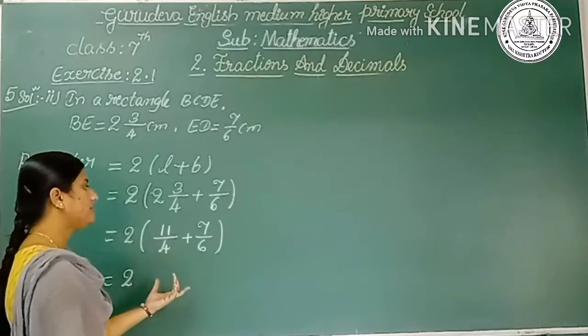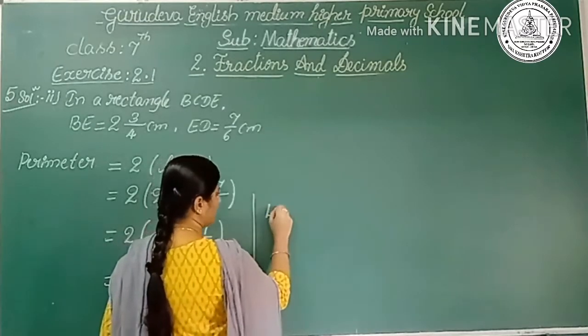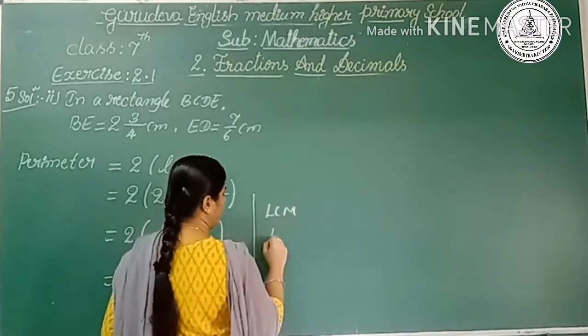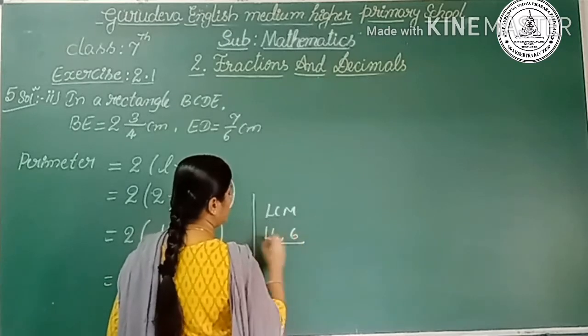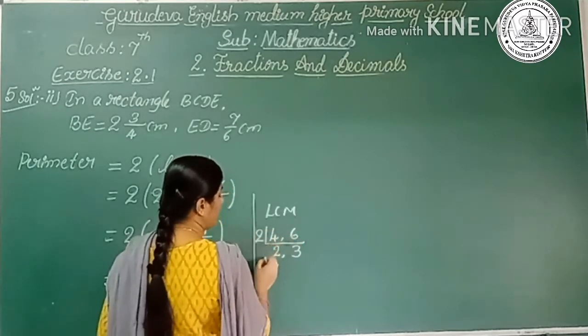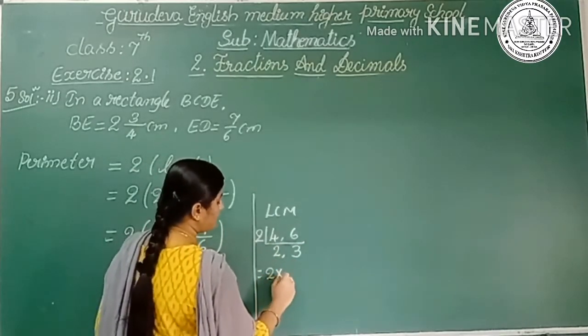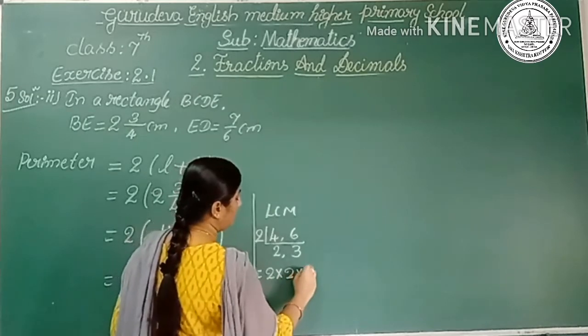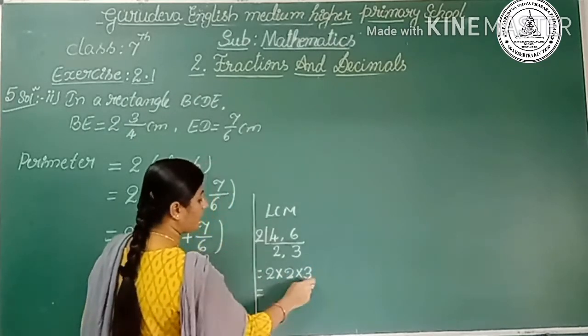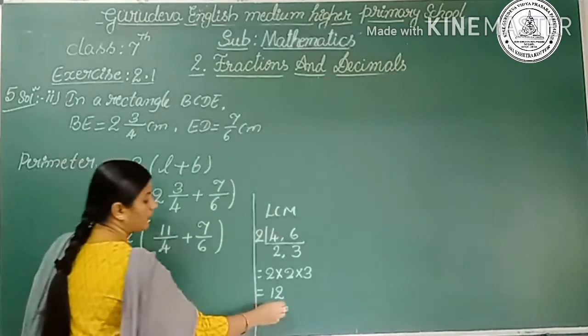We have to take the LCM of 4 and 6. What is the LCM of 4 and 6? Find it here. These two numbers are divisible by 2: 2 twos are 4, 2 threes are 6, and 2 and 3 are co-prime numbers. So 2 into 2 into 3: 2 twos are 4, 4 threes are 12. So therefore the LCM is equal to 12 here.